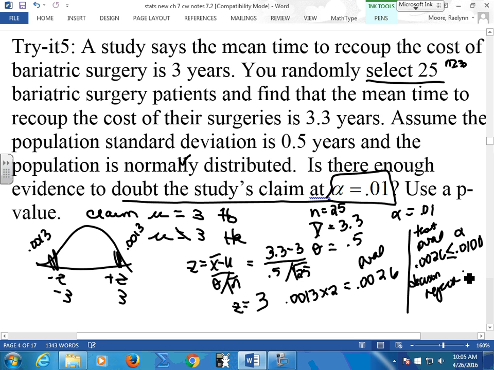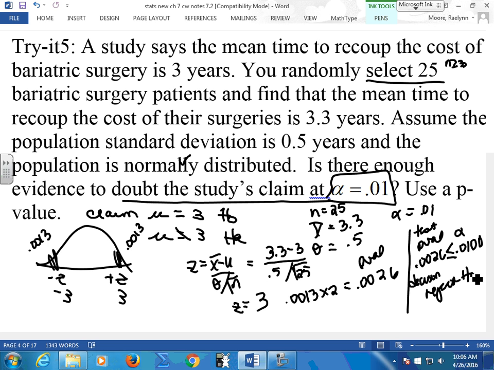Reject HO. Don't say reject because you have an HO, you have a claim, you have an HA. Now, this is my decision. My interpretation says this. I come over here. I say my claim is my HO. I rejected HO. I have to start it out like this. There is enough evidence at a level of significance of 0.01 to reject the claim that the recoup cost of bariatric surgery is 3 years.